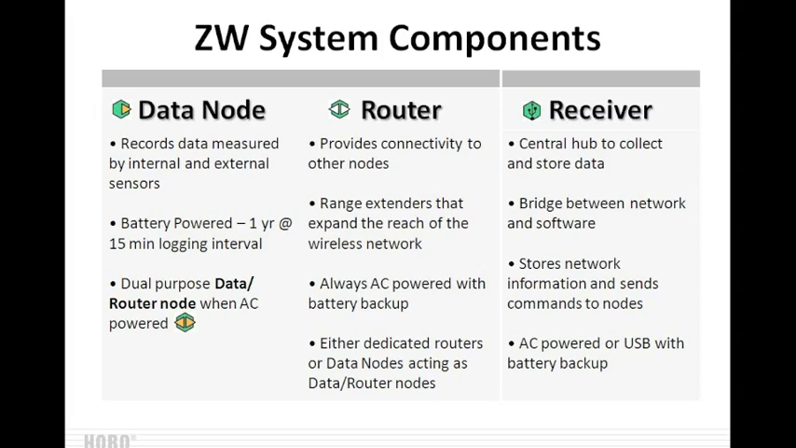The receiver is the central hub that collects and stores the information. It's the bridge between the network and the software. It stores the network information and it sends the commands to the nodes. The receiver has to be AC powered, or it can be USB powered with battery backup. And again, it's connected to a PC that is located on site where you're doing the monitoring.